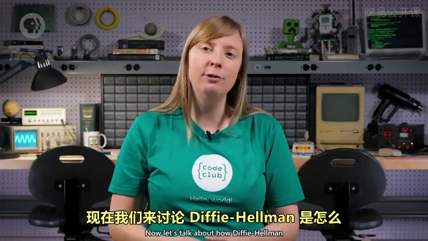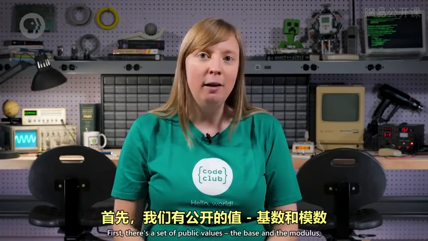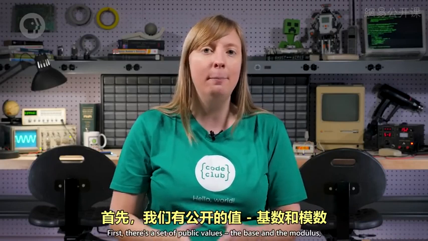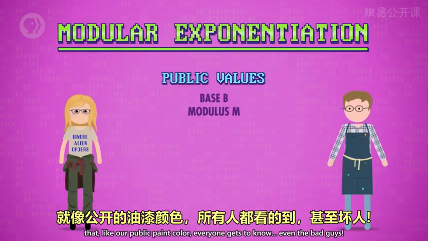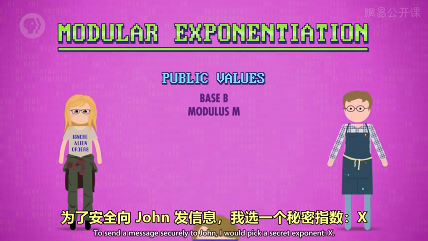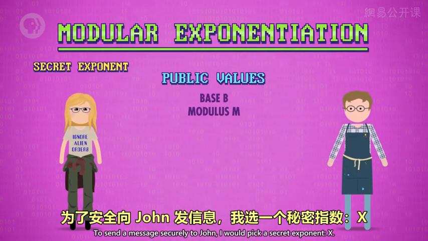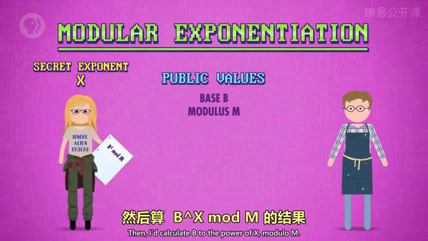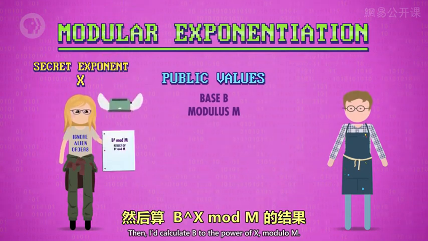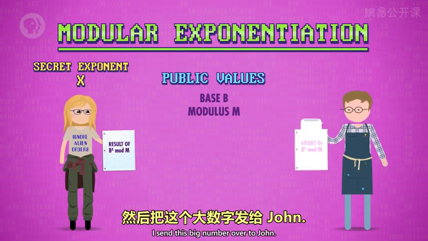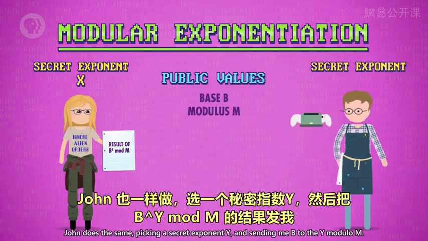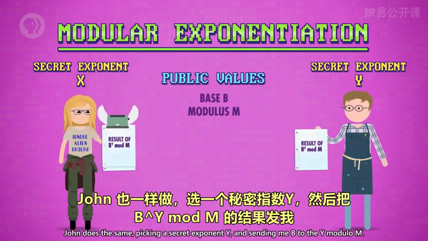Now let's talk about how Diffie-Hellman uses modular exponentiation to calculate a shared key. First, there's a set of public values, the base and the modulus, that, like our public paint colour, everyone gets to know, even the bad guys. To send a message securely to John, I would pick a secret exponent, x. Then I'd calculate b to the power of x modulo m. I send this big number over to John. John does the same, picking a secret exponent y and sending me b to the y modulo m.